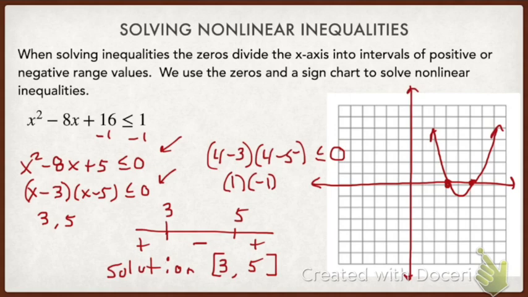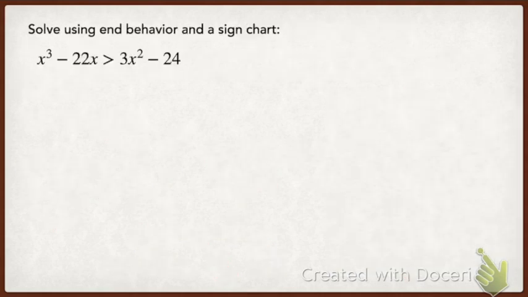And if you look at the graph, you'll see that between 3 and 5, we are below the x-axis. We are less than or equal to 0. This is all we're going to do to solve nonlinear inequalities. You do not have to graph them if you understand the end behaviors using a sign chart, but sometimes it might be helpful to draw a sketch. So solve using end behavior and a sign chart. Again, first thing we have to do is get everything on the left side.